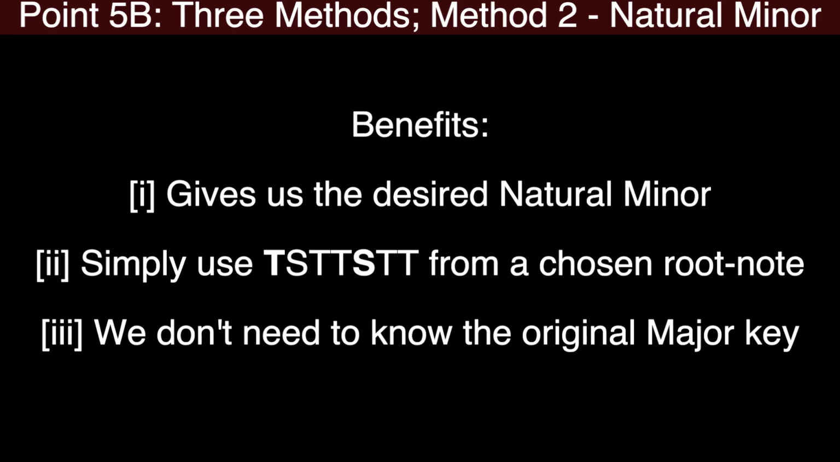The benefits of method 2 are that it gives us the natural minor of our chosen root note. For example, if we wanted C natural minor, D natural minor, or E natural minor, we simply use the pattern of tone, semitone, tone, semitone, tone to accurately build the key from our chosen root note. We don't even need to know our major key to begin with.